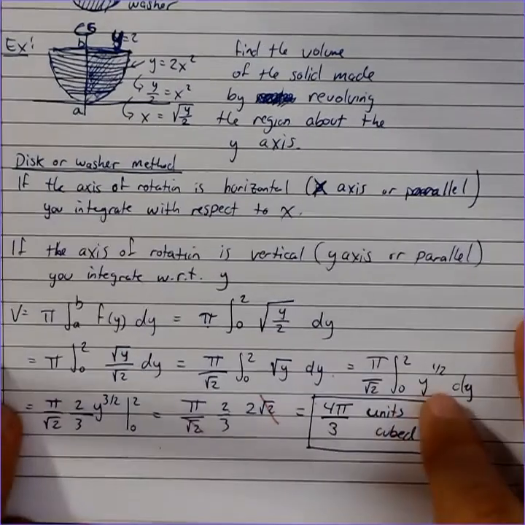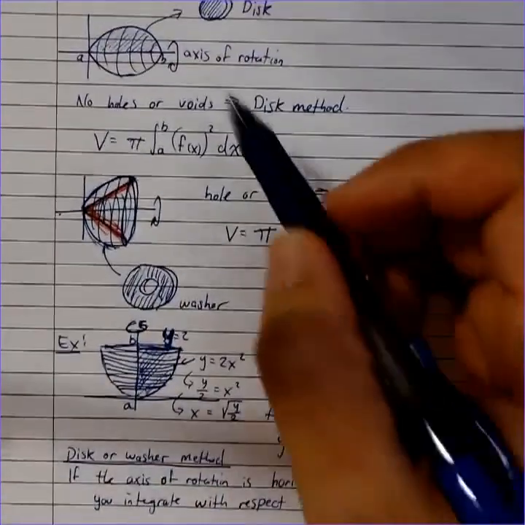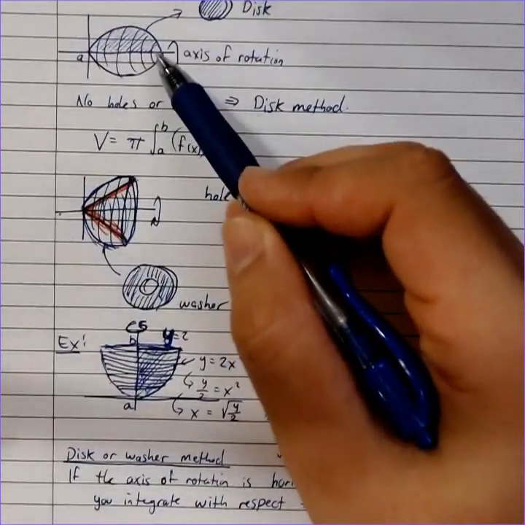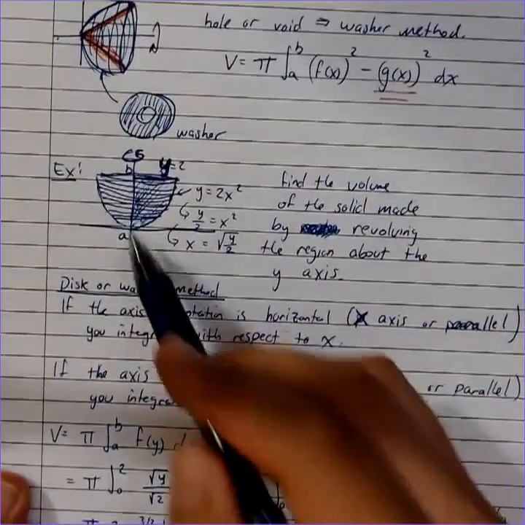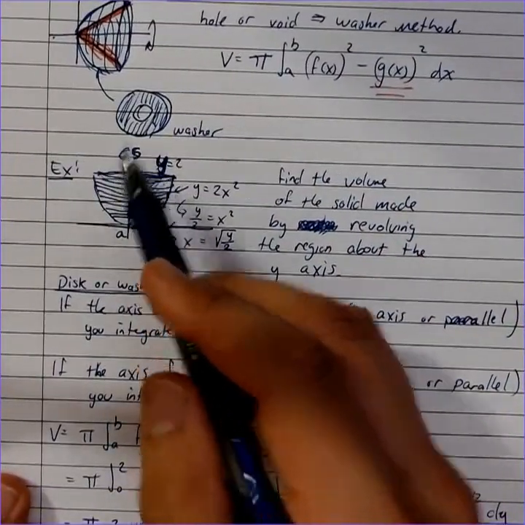Okay, let's take a look at one more example. This time, we've seen 2 examples where we rotate around the x-axis. One's where it was a disk method, the other was a washer method. Now we've seen rotation around the y-axis. Let's see what happens when we rotate around something that's neither of those axes.